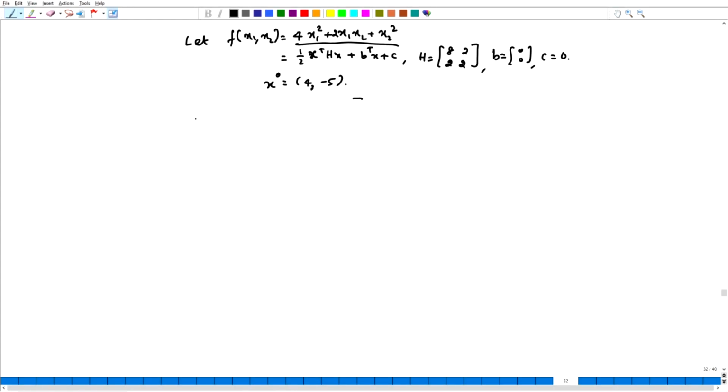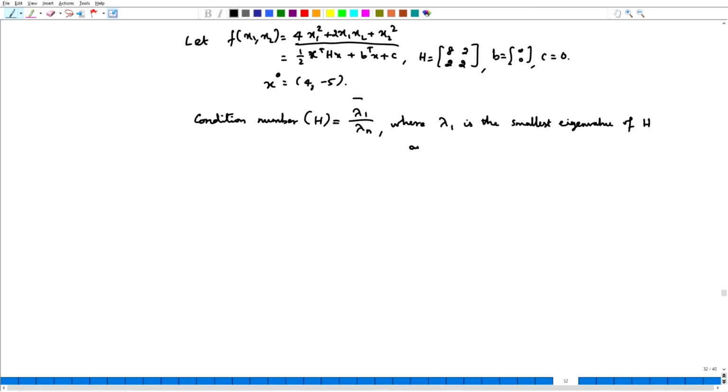The condition number of any matrix. So, let us consider H. The condition number is lambda 1 by lambda n, where lambda 1 is the smallest eigenvalue of H and lambda n is the largest eigenvalue of H.